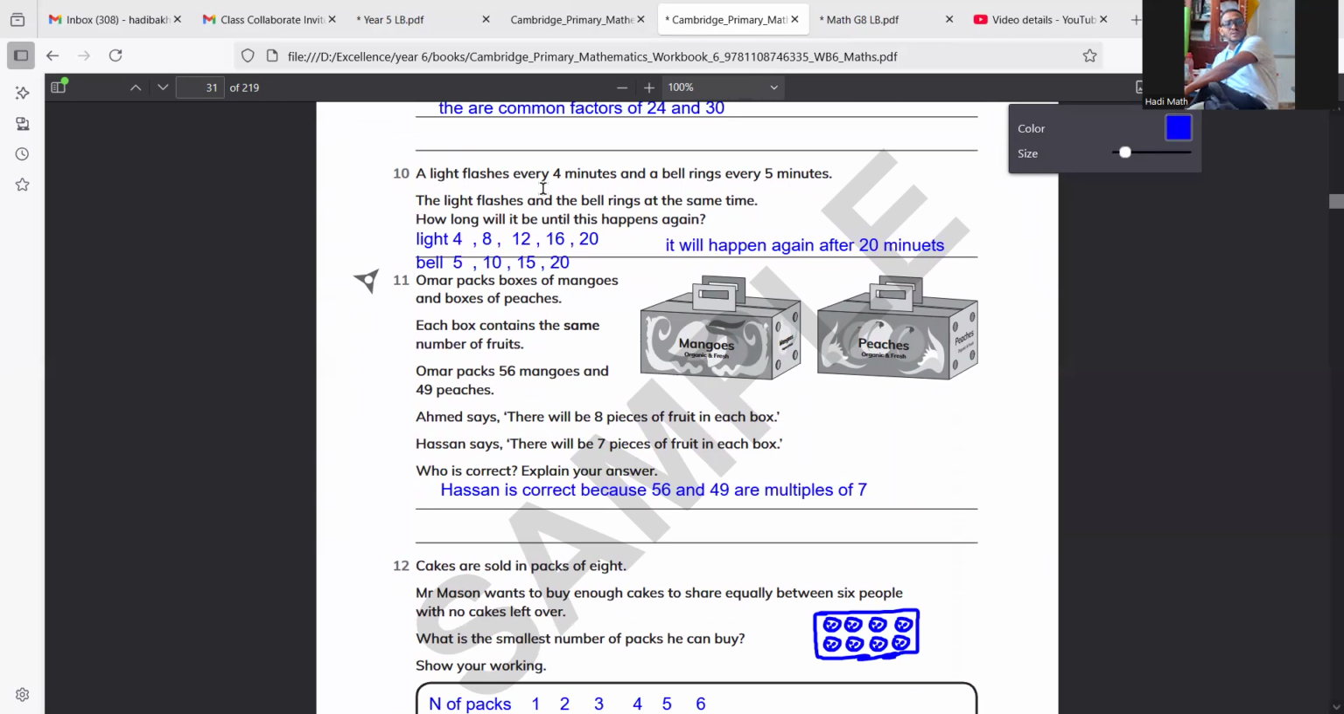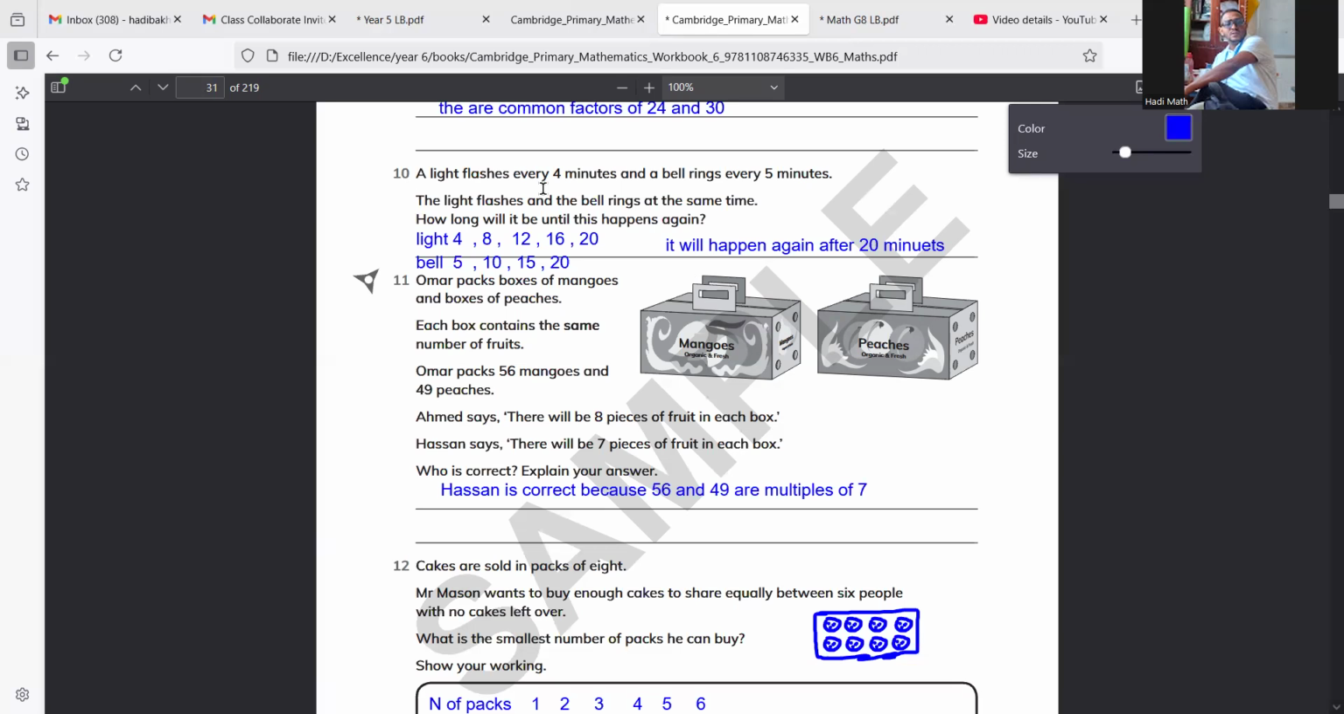They flash and ring at the same time. How long will it take until this happens again? After how long will the flash and the bell happen at the same time? That means you just need to see in how many minutes each one of them happens, and you find the common multiple between them.